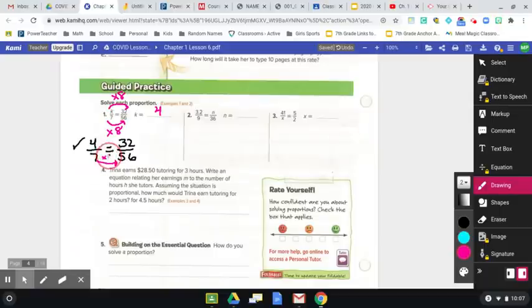7 times 8 is 56, and 4 times 8 is 32. Yep, that's a proportion. They're equivalent to each other. So by all means, our final answer is k equals 4. And we did that without a one-step equation. We went and looked at the problem to see if there was a simpler way to find that missing value.